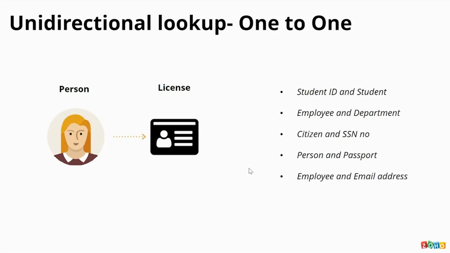Student ID can be associated to one student, and one student can be associated to only one student ID. Similar to that, we have employee and department, citizen and SSN number, person and passport, employee and employee address. So employee's email address: each employee can be associated to only one email address, and each email address can be associated to only one employee.